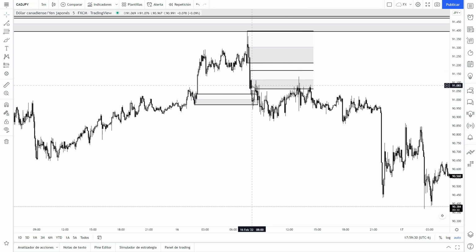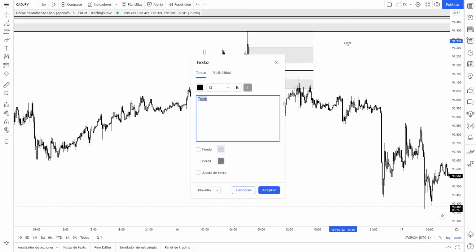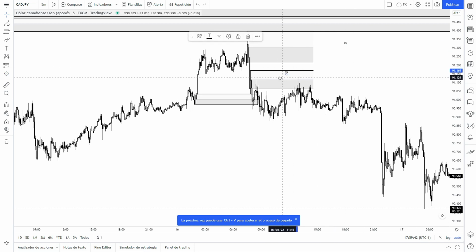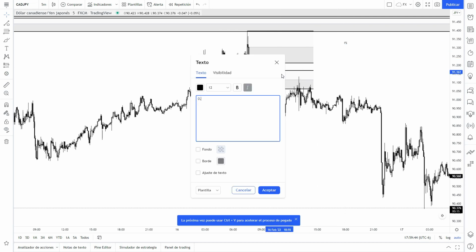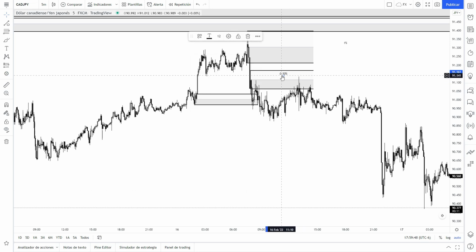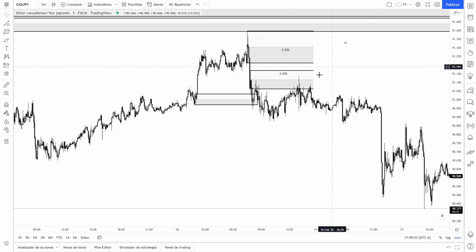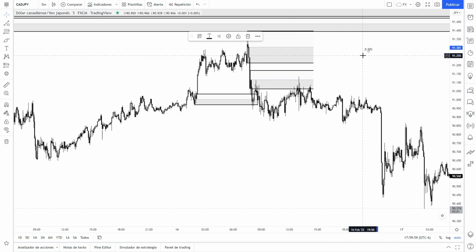Or if you like to split your entries, let's say you use 1% per trade, you can split your entry and place 0.5% here and the other 0.5% there, so you don't miss out. That's another technique you can use. It's up to you guys in the end.